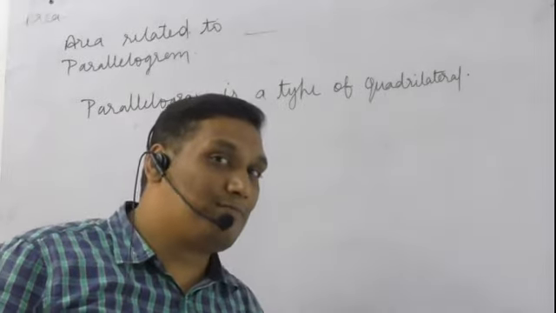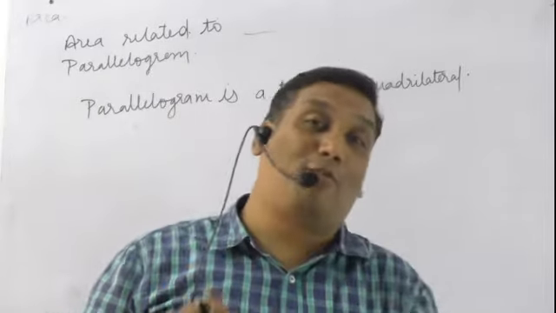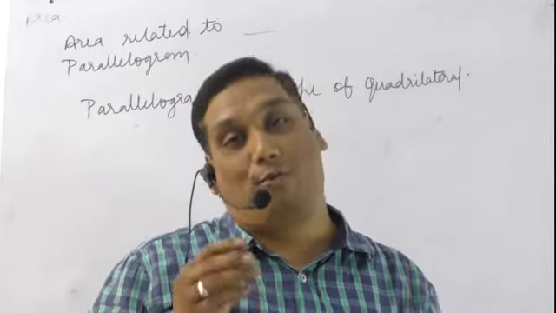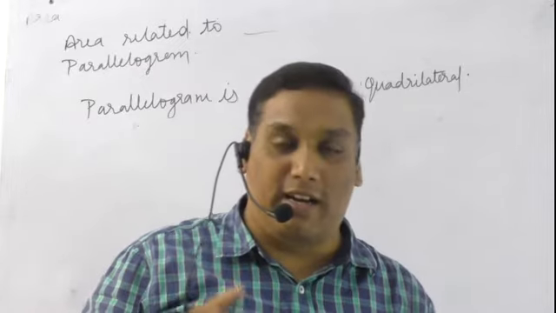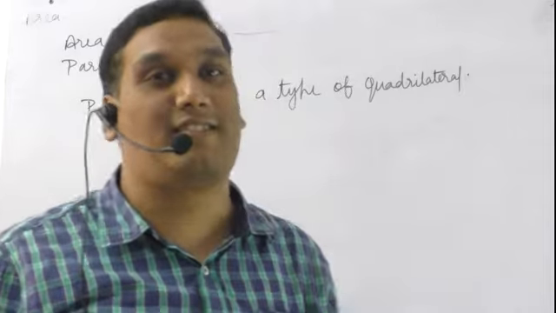And quadrilateral means a type of polygon which is occupied by 4 line segments.